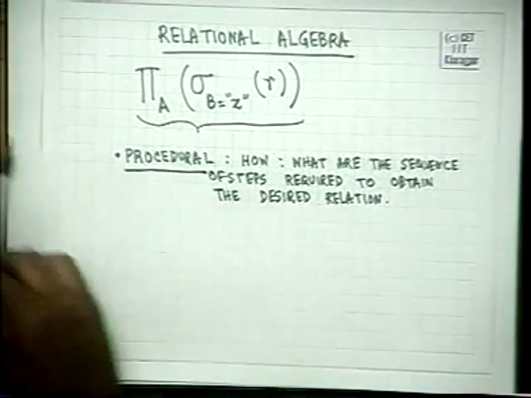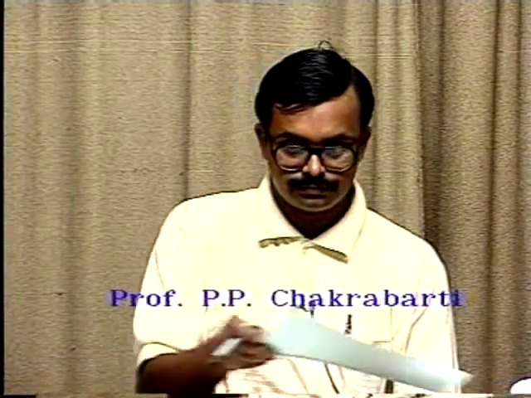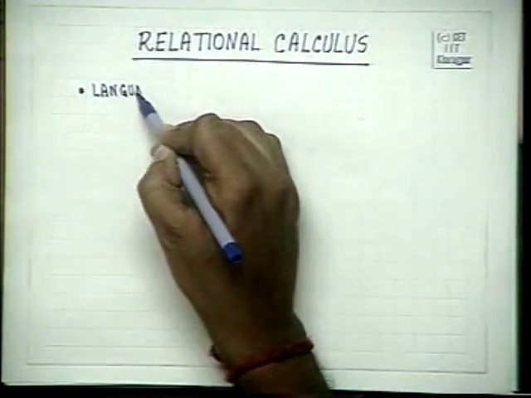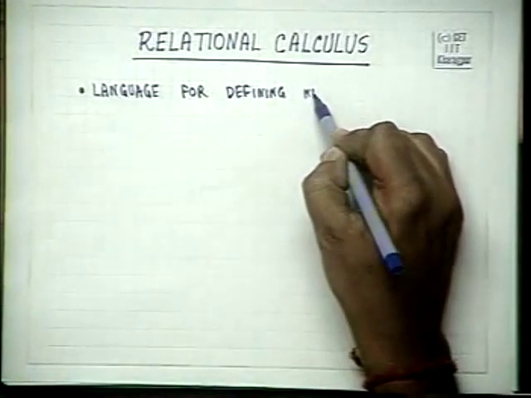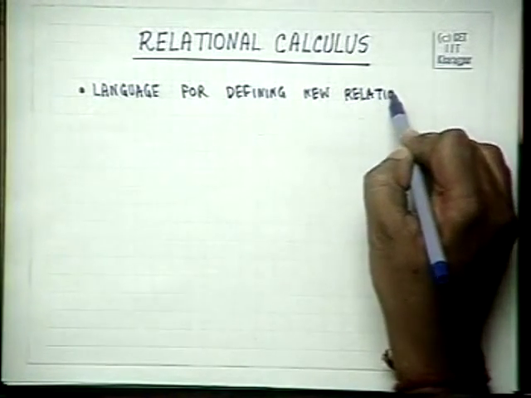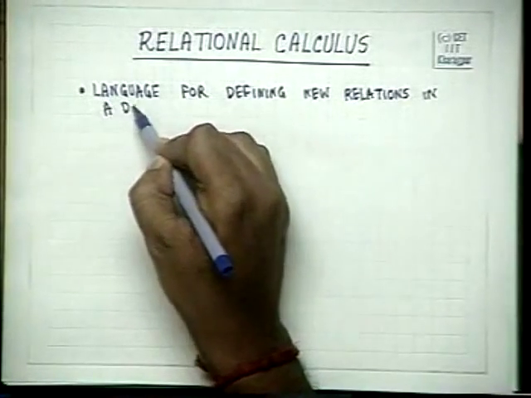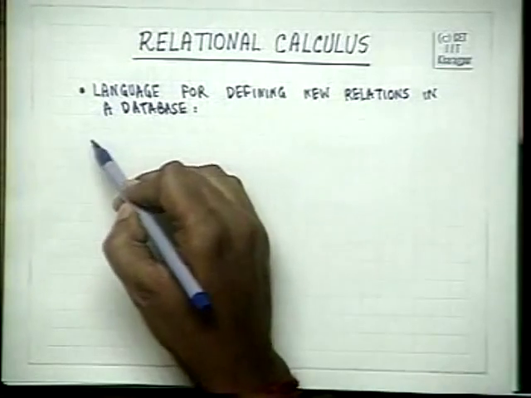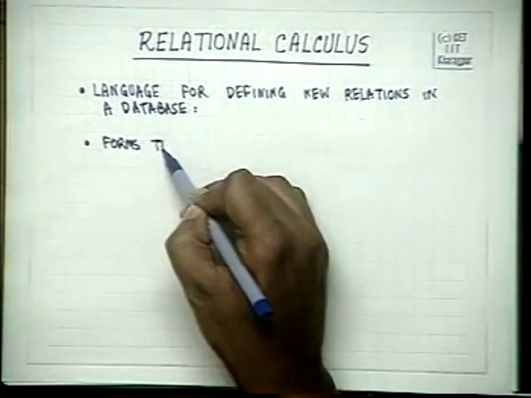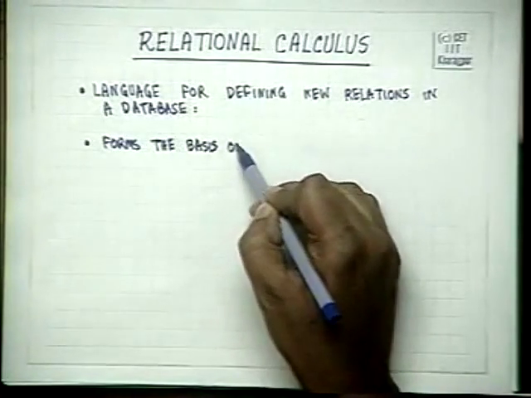is procedural in nature. The difference between relational algebra and relational calculus mainly stems from the point of this procedurality of relational algebra. Relational calculus, on the other hand, is another language for defining new relations. So it is a language which, like relational algebra, forms the basis of any query language.